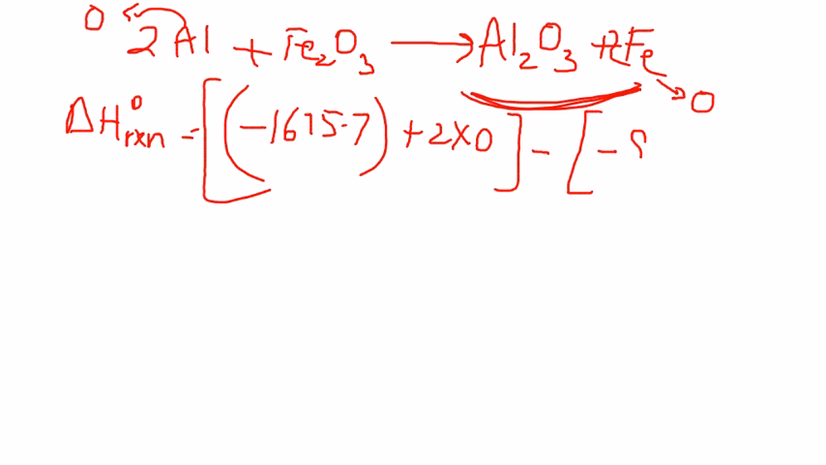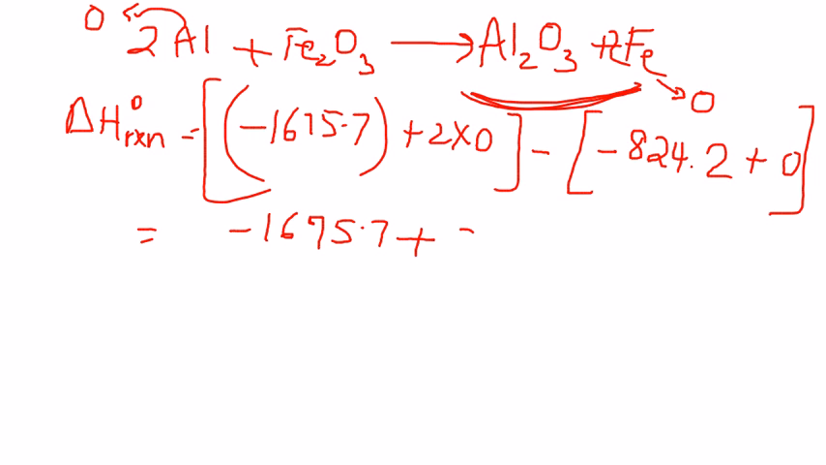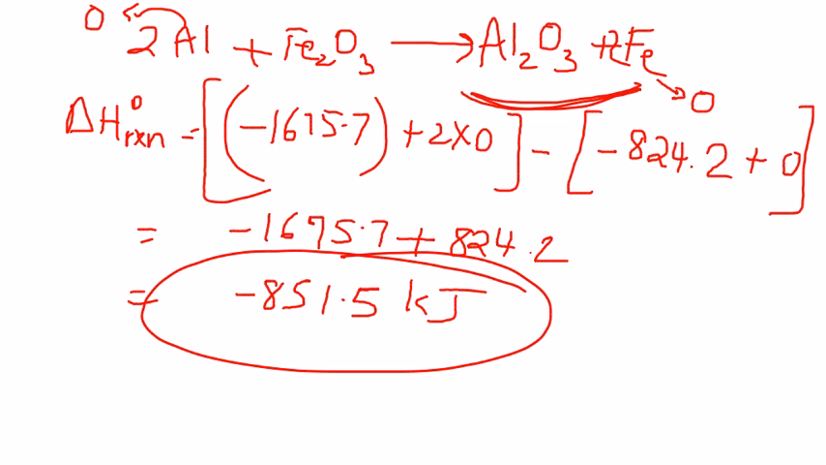And for Fe2O3, the number is negative 824.2, and of course aluminum will be 0. So you really are basically subtracting the heat of formation for Fe2O3 from Al2O3, and so the number comes out to be negative 851.5 kilojoules, and that is going to be your final answer.